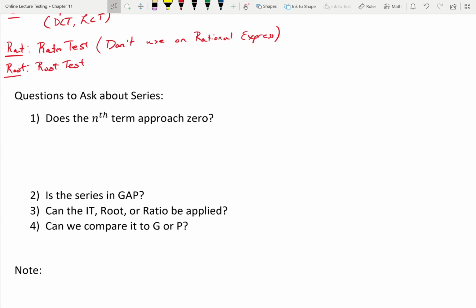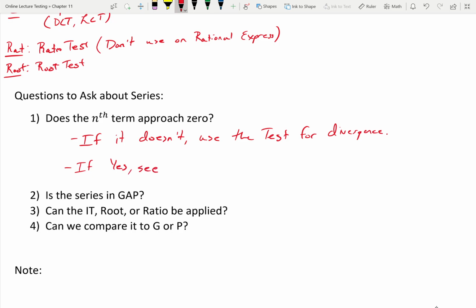If it doesn't, use the test for divergence, because then you're done, because you know that this is going to diverge. All right, so if yes, see question 2.